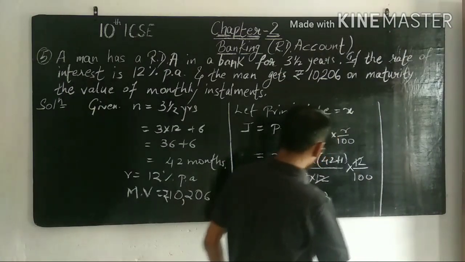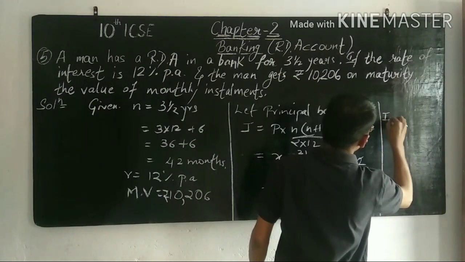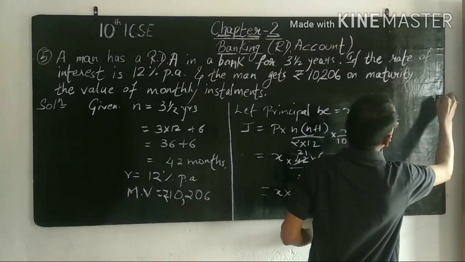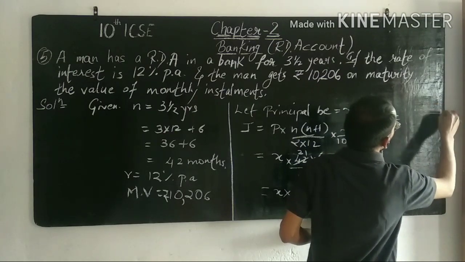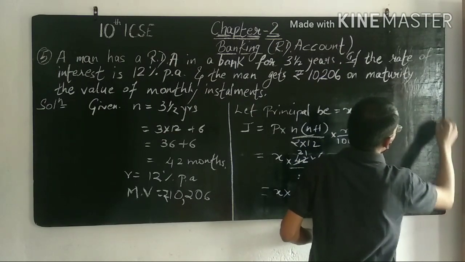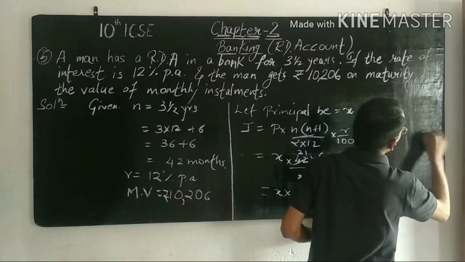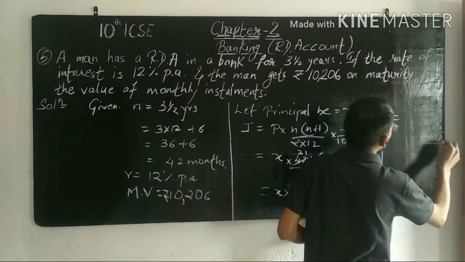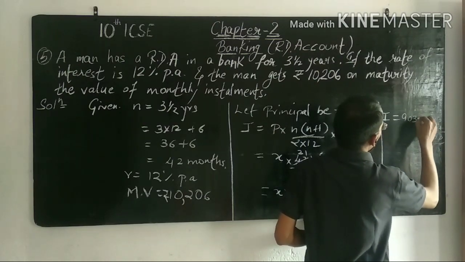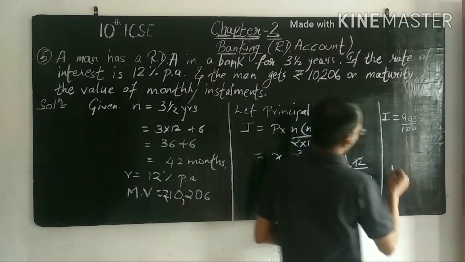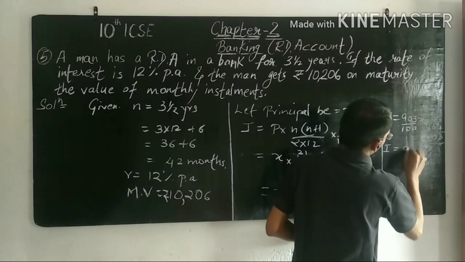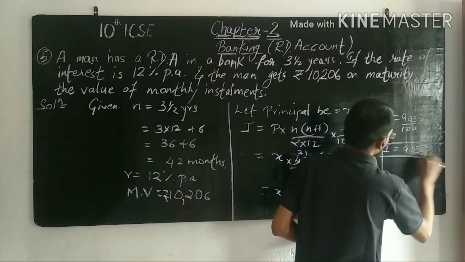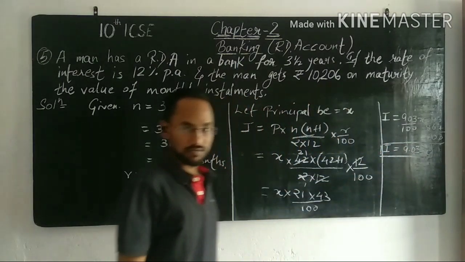Let me multiply. So I becomes 43 into 21, which is 903x upon 100, or we can say interest is 9.03x. This value of interest we will use.